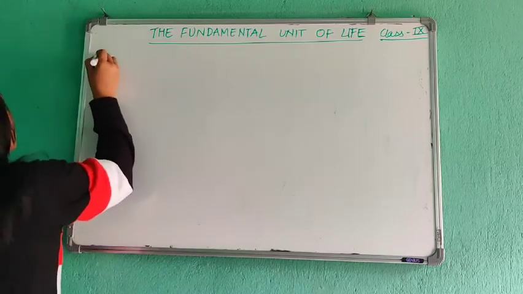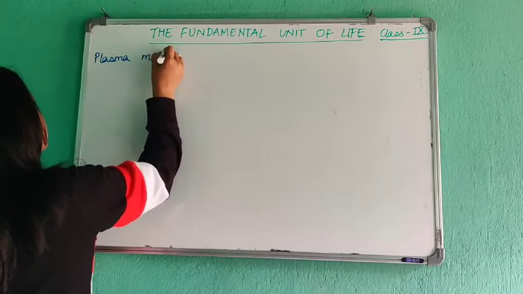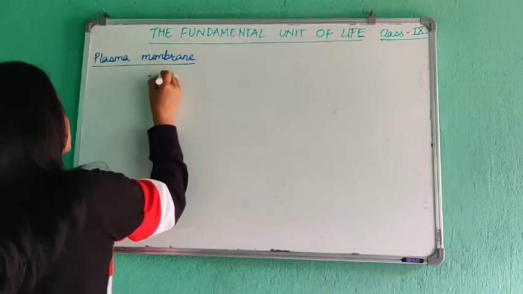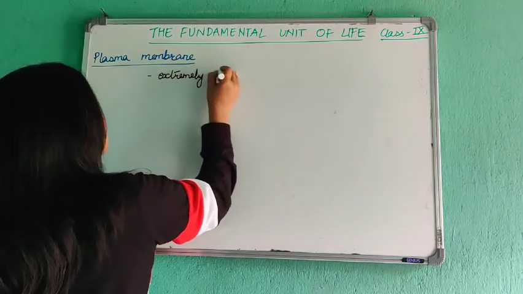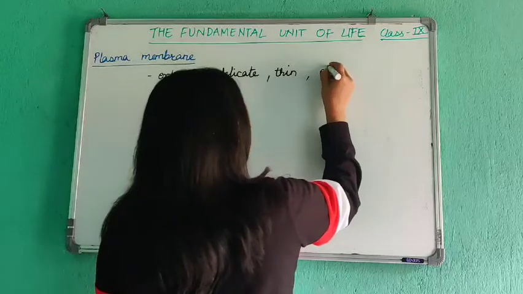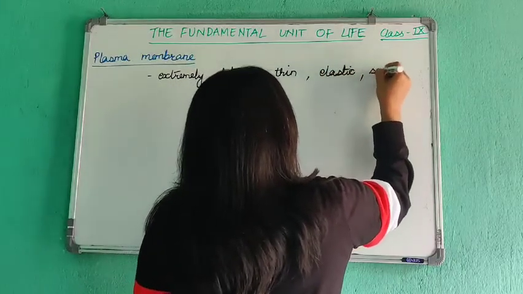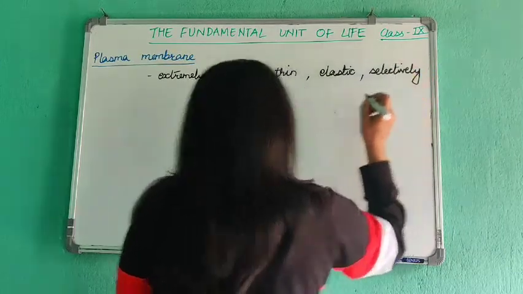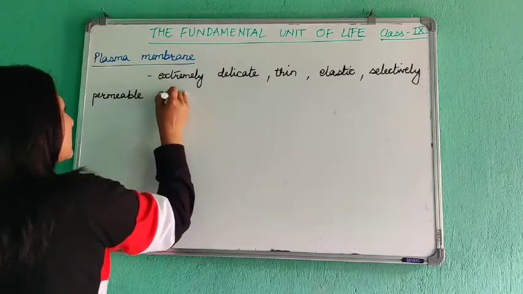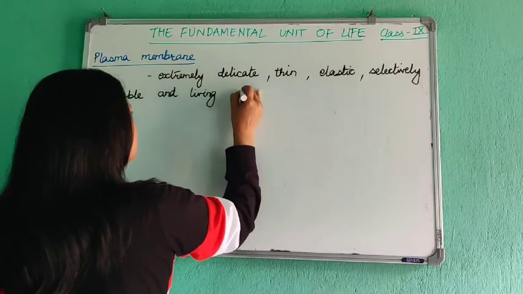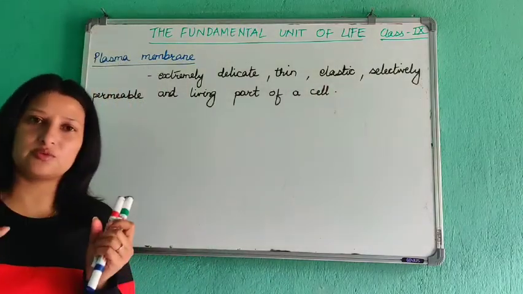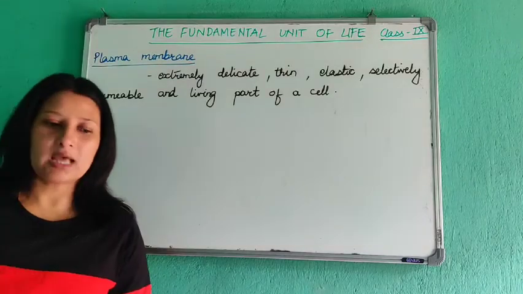So plasma membrane or the cell membrane. Now, plasma membrane is extremely delicate, thin. Okay, it is extremely delicate, thin, elastic, selectively permeable or semi-permeable पनि भनिन्छ. Selectively permeable and living part of a cell. So cell membrane चाहिँ एकदमै delicate, thin हुन्छ, elastic पनि हुन्छ, flexible, and it is selectively permeable and living part of a cell.